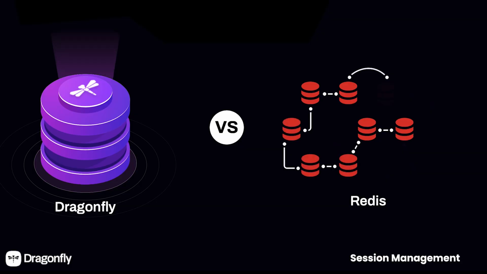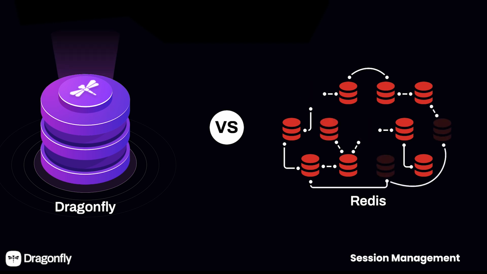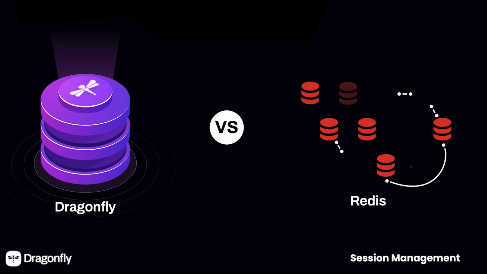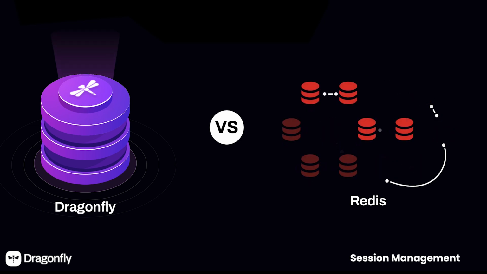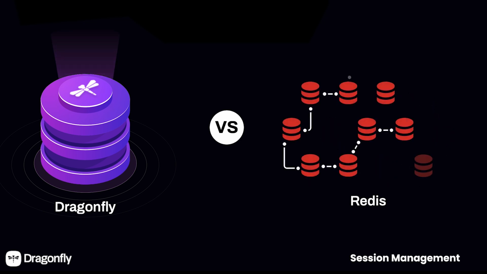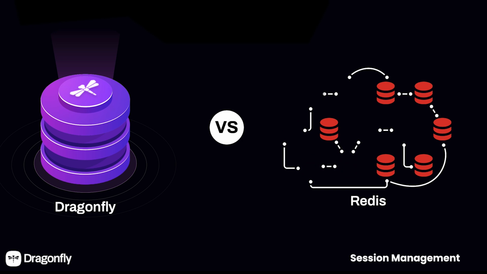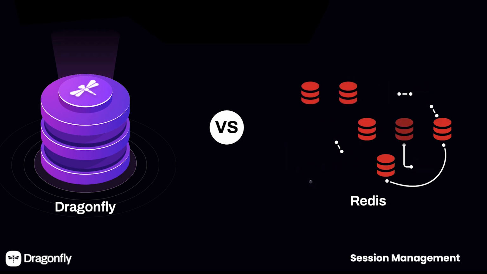Now, let me take a moment to explain what Dragonfly is. It's a modern, high-performance in-memory data store that serves as a Redis alternative, but with a key difference. It's built with a multi-threaded architecture from the ground up. And this makes it particularly powerful for use cases like caching and session management in web applications.